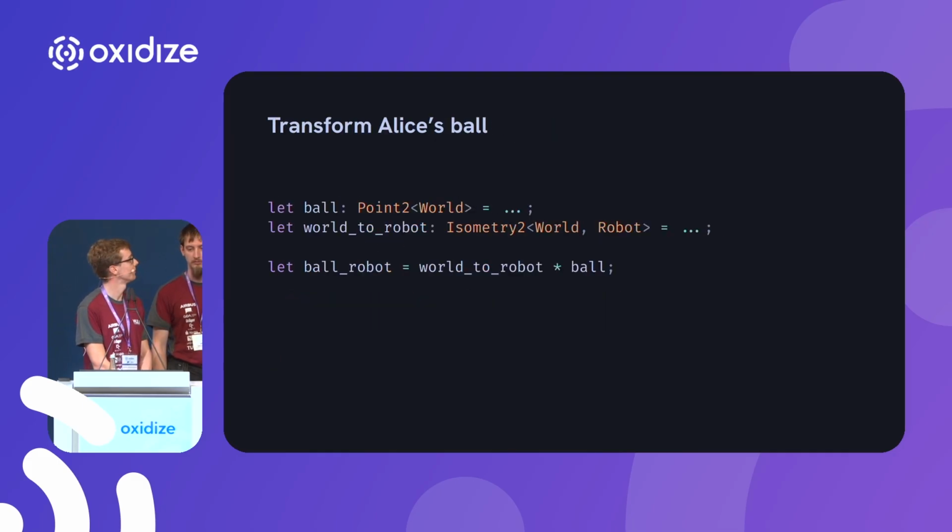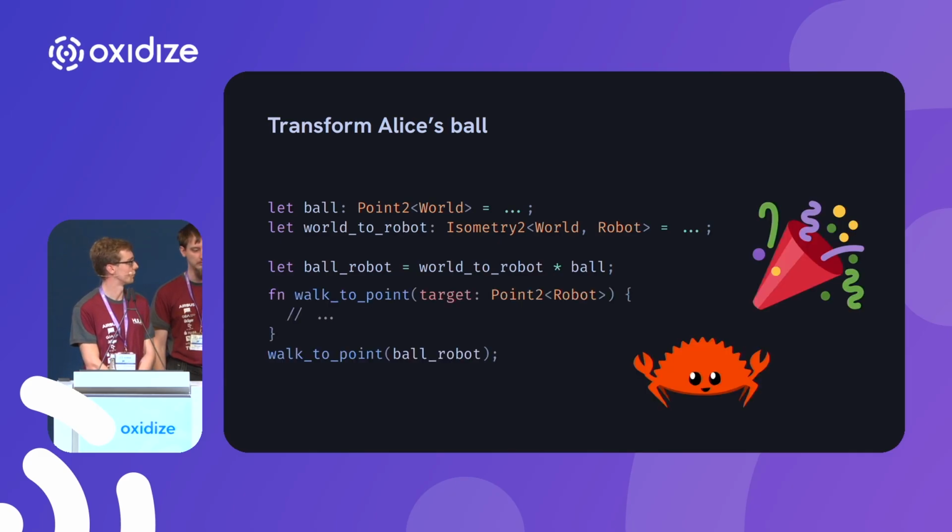Back to Alice and Bob. On Bob's side, we receive this point from Alice, and we know it's in world coordinates, and we also have this world-to-robot isometry. We gain that from our localization, so the robot knows where it is roughly in the field, and this is stored as an isometry. We can now multiply these two together to get the ball position in the robot frame of reference. And we can now put it into a walk-to-point function, and it works just fine.